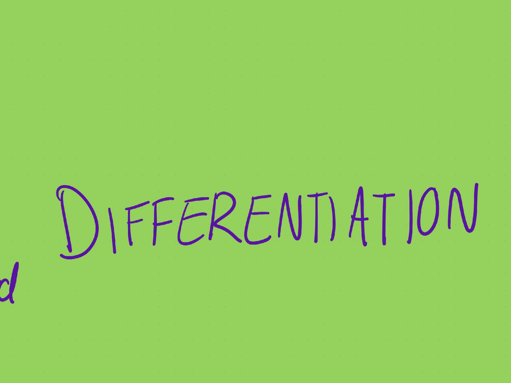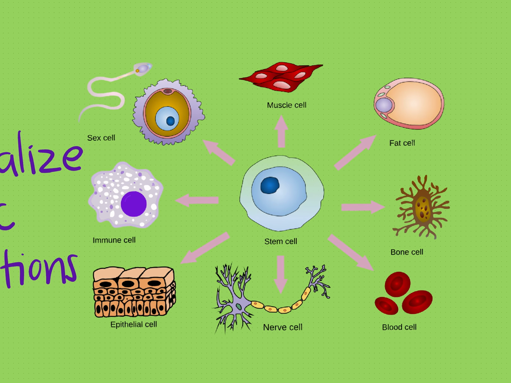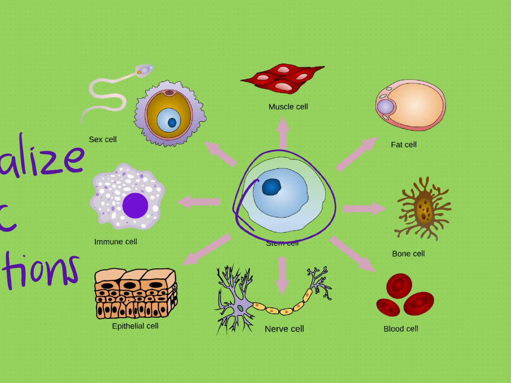The next word is differentiation. What is differentiation? Differentiation is stem cells specialize and get specific jobs, shapes, or functions. You can look at this picture here that shows a stem cell in the middle and then all the different things it could become. You can see they all look different. They all have different jobs. And yeah, that's differentiation. This happens during fetal development when like a baby is developing.